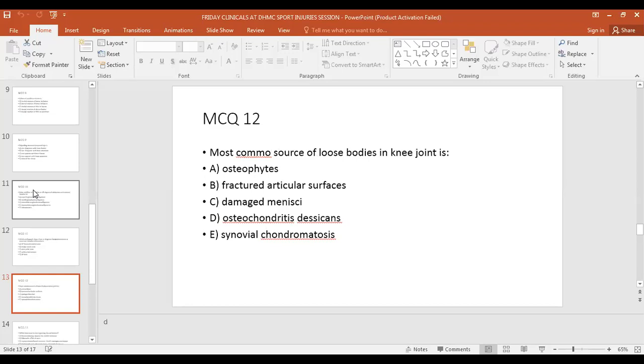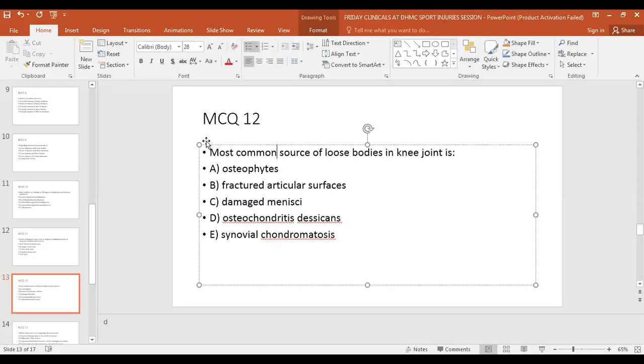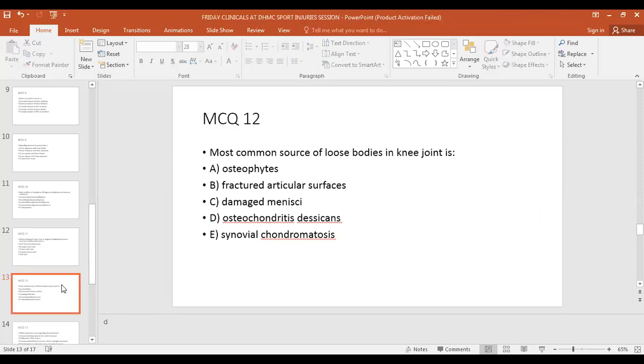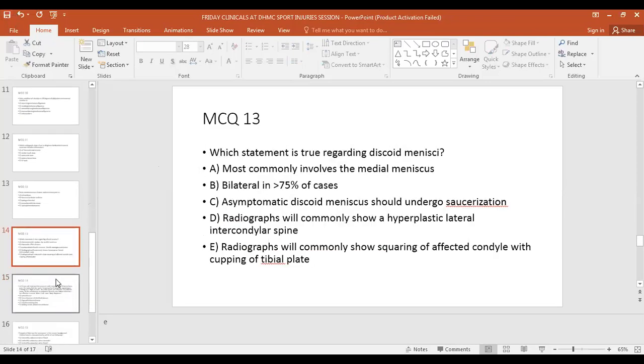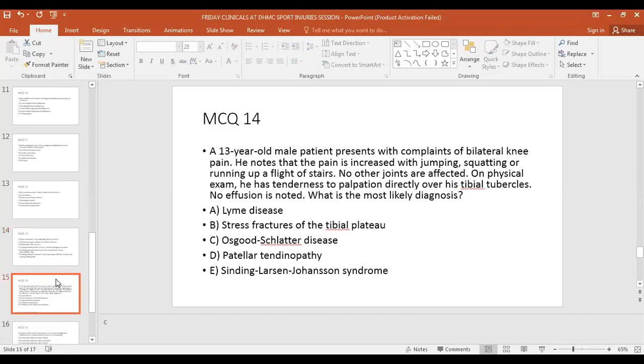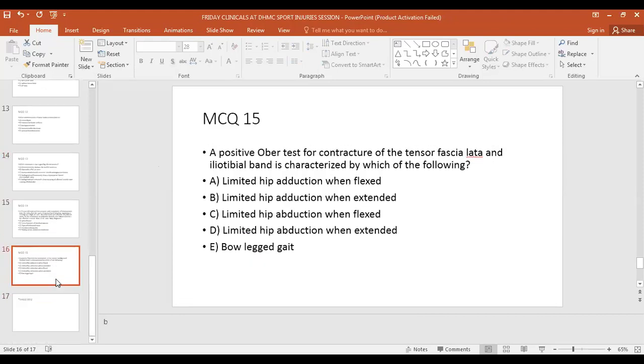MCQ 12, let me just correct it. So MCQ 12, the correct answer is D, osteochondritis dissecans. MCQ 13, the correct answer is E: radiographs will commonly show squaring of the affected condyle with cupping of the tibial plateau. MCQ 14, the correct answer is C, Osgood-Schlatter disease. And MCQ 15, this is the last MCQ, the correct answer is B, limited hip adduction when extended.